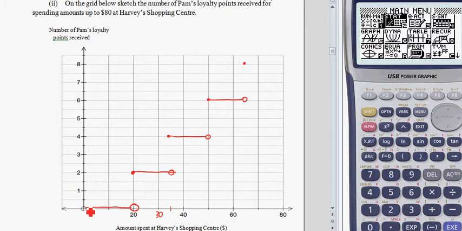Back to the beginning here, I think it's safe to have an open dot here, because if she spent nothing, of course she's got nothing. So actually that could be a closed dot. Right, next question.